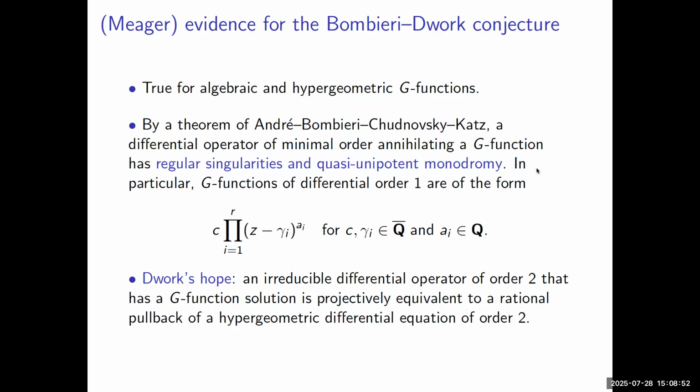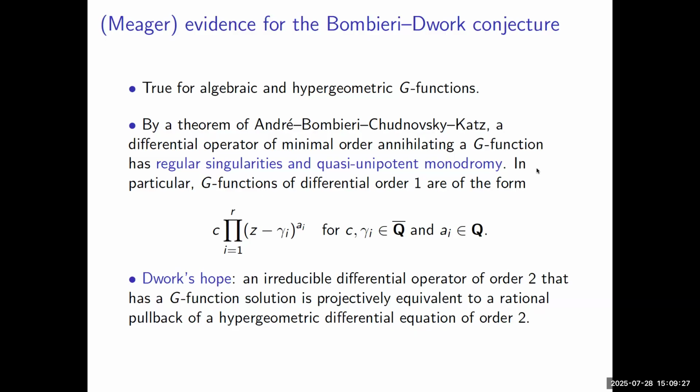And this tells you things about the residues of this rational function. This tells you things about the order in both directions. And then you see that all G functions of differential order 1 are of this form. So they are all algebraic and they're of this very special shape. Okay, so the gammas are algebraic and these are rational. So these are the exponents. So we can say G functions of differential order 1 are understood.